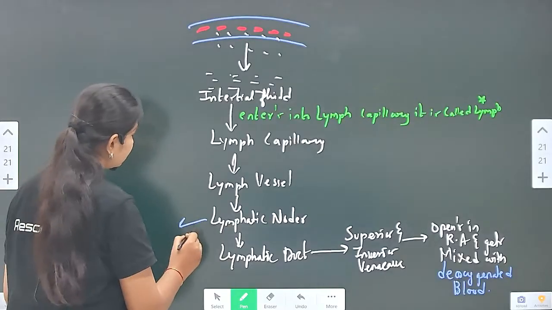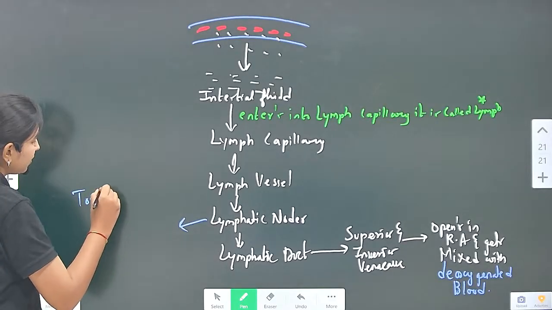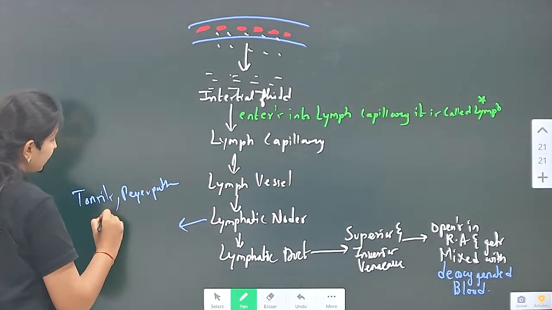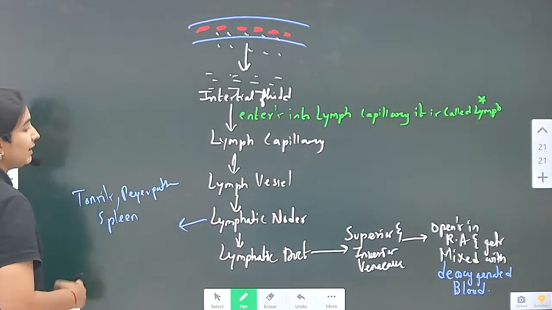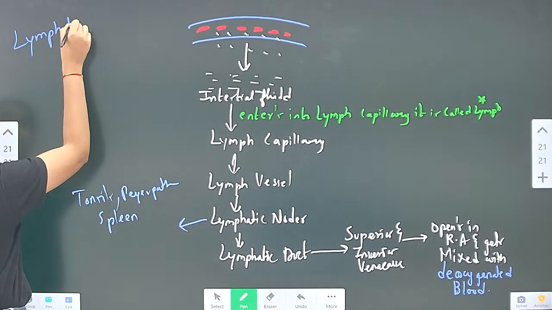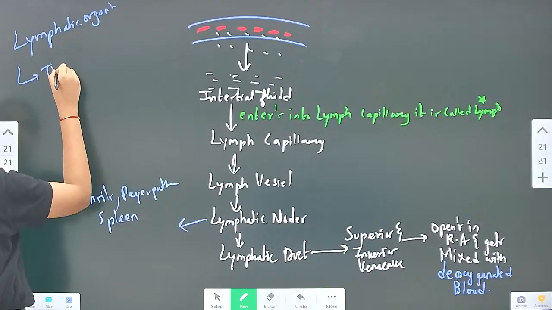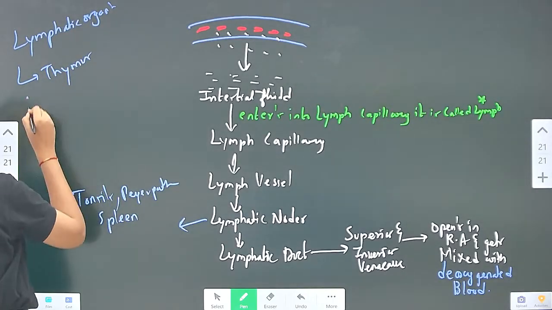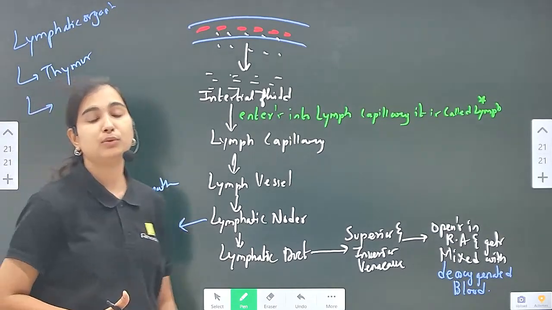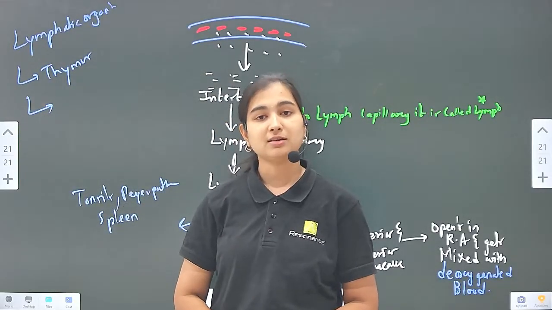So here interstitial fluid, lymph vessels, lymphatic nodes. What are lymphatic nodes? For example, you can say your tonsils, the Peyer's patches, then you have the spleen. What are lymphatic organs? Any idea? We have the thymus, which is primary. Then we also have the bone marrow. So they are primary lymphoid organs. So this is the one about the lymph.